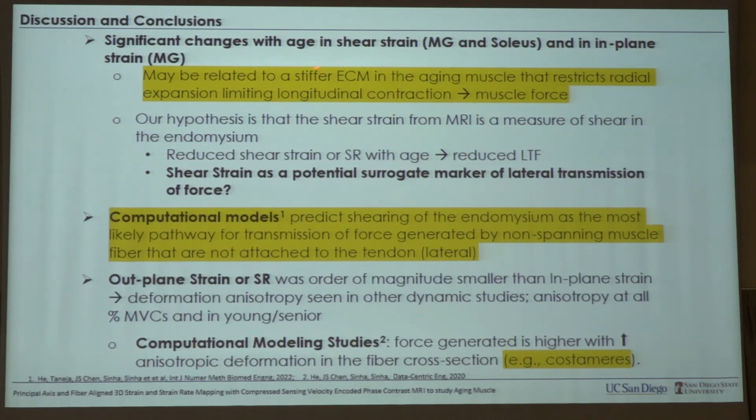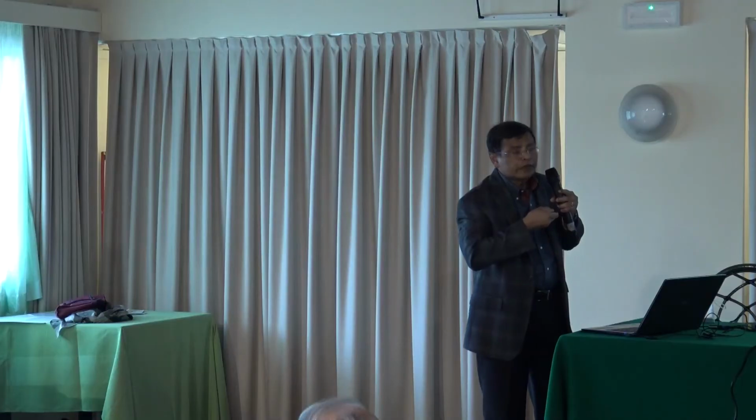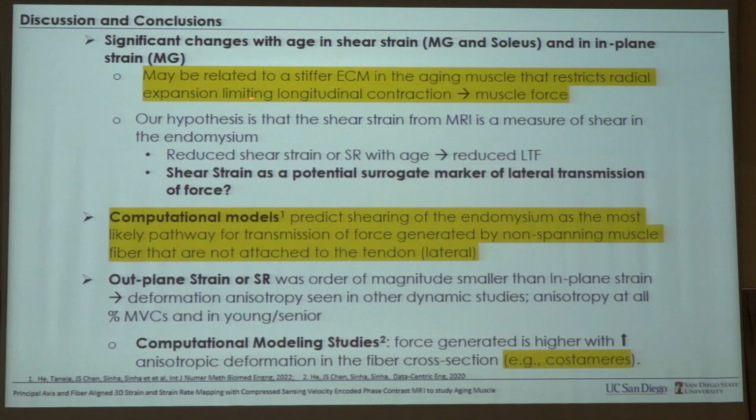This must be connected therefore with a stiffer ECM as the person ages that restricts radial expansion, limiting longitudinal. So in order to expand longitudinally, it must have enough latitude in the cross direction to contract, and that doesn't happen with the ECM remodeling, and therefore shear strain is a potential surrogate marker of lateral transmission of force. This reduced shear strain with age implies reduced lateral transmission of force, and therefore we suspect that we can use this as a surrogate marker for LTF.